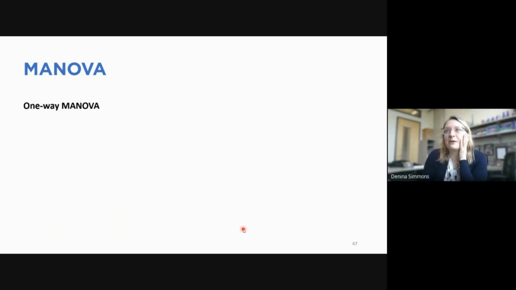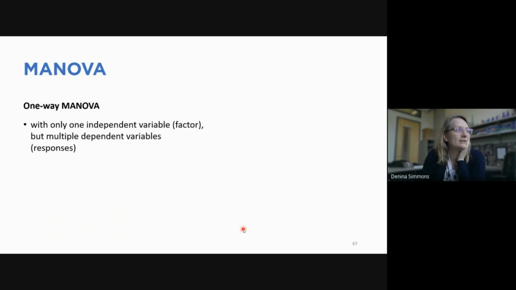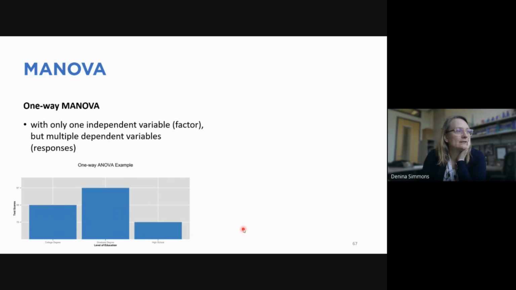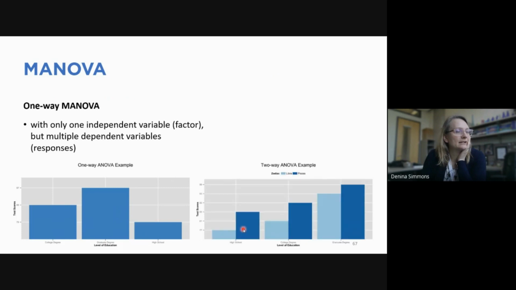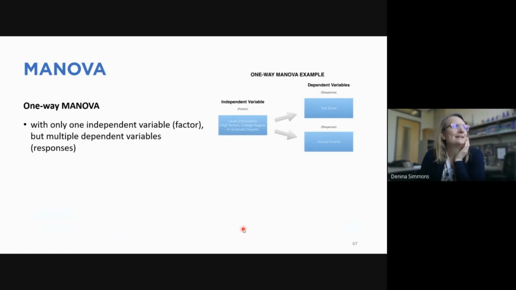All right, let's talk a little bit about MANOVA. MANOVA is when you have one independent variable, but multiple dependent variables or responses. Here's an example of a one-way ANOVA. You've got test scores and level of education that you're looking at. A two-way ANOVA example is when you have the same tests, but on two different categories. You want to know if, for instance, people with the astrological signs of Libra versus Pisces are going to have different test scores. It's absolute nonsense, and that's why we have these slides here. You might expect level of education to affect test scores. We probably wouldn't expect zodiac sign to do that.